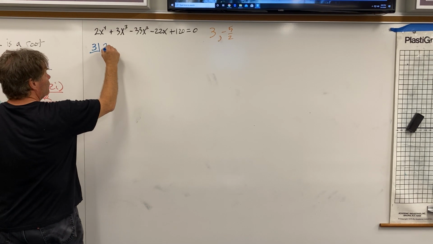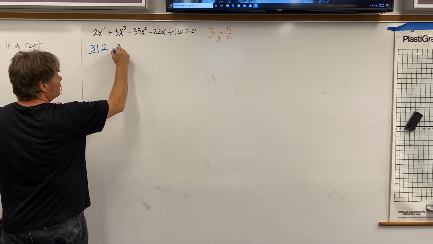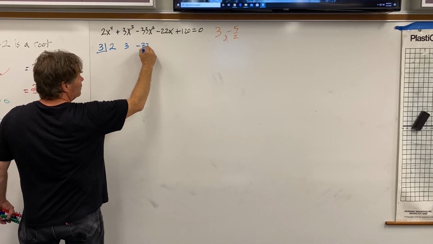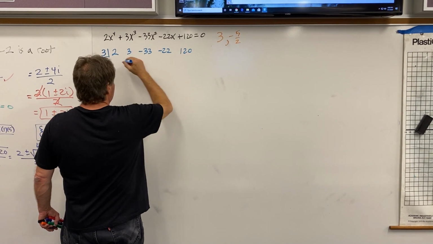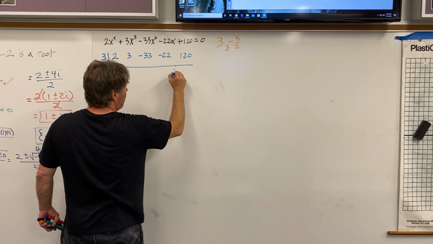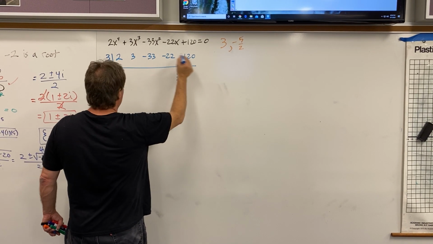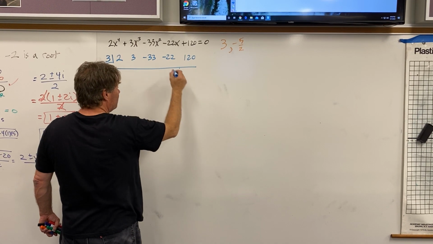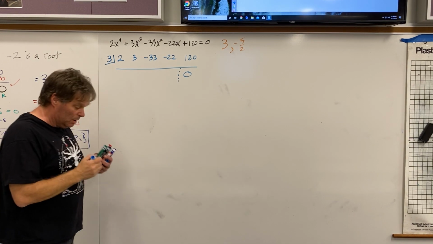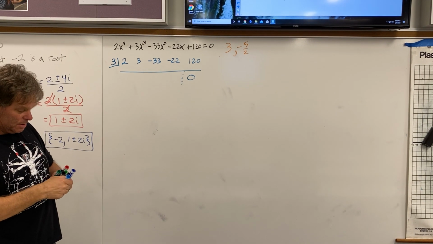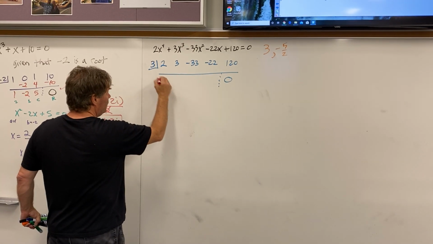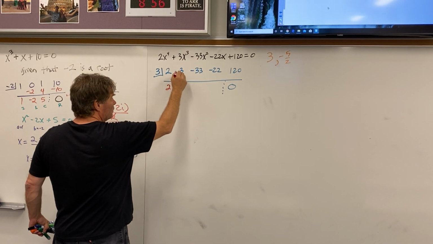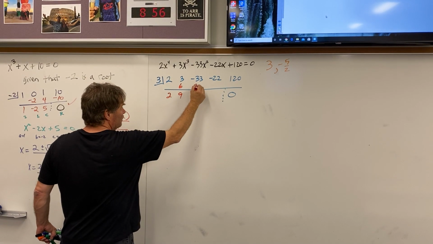So we get 2x to the 4th, 3x to the 3rd, minus 33x squared, minus 22x, 120. Okay. Now, if everything goes right, if I copied it right and I didn't make any mistakes, then this should end up being 0. Let's find out if it does. Okay, so bring down the 2. 2 times 3 is 6. This and this is 9, 27.